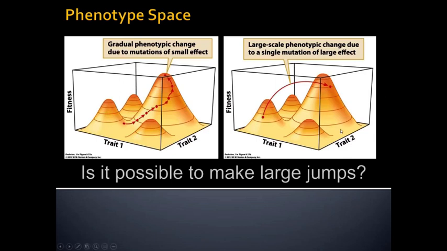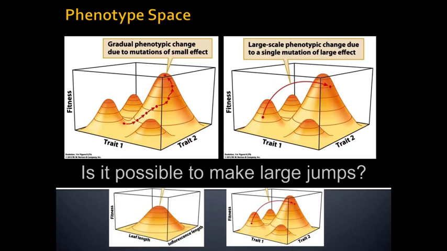And the vast majority of these large jumps are bad. You're just going to kind of randomly land in some part of the adaptive landscape. But every once in a while, a little tiny genetic change makes a big phenotypic change, and it results in a big, big advantage. And so whether we have a very simple landscape or a very complex landscape, we can make these movements because of mutation.